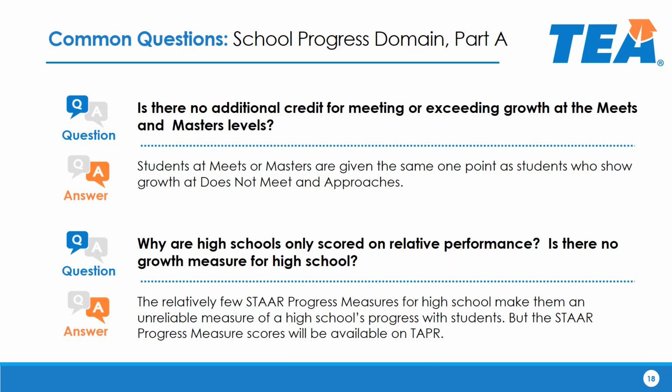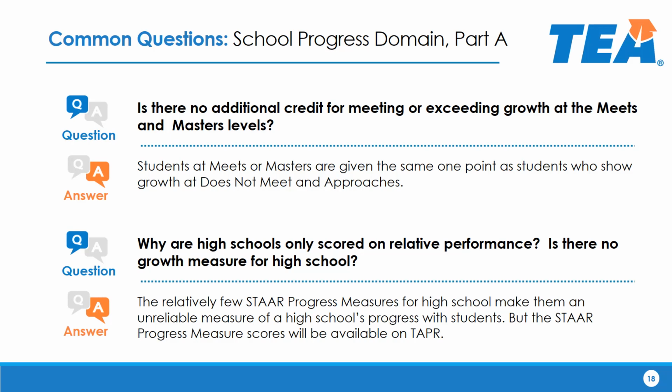So here are a few common questions that we get about Part A of this domain. Is there no additional credit for meeting or exceeding growth at the meets and master's levels? Well, students at the meet or master's level are given the same 1 point as students who show growth at the does not meet and approaches grade levels.